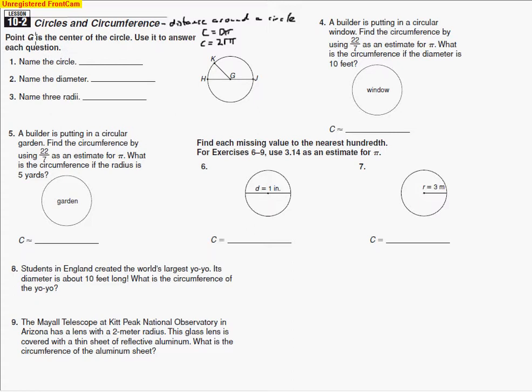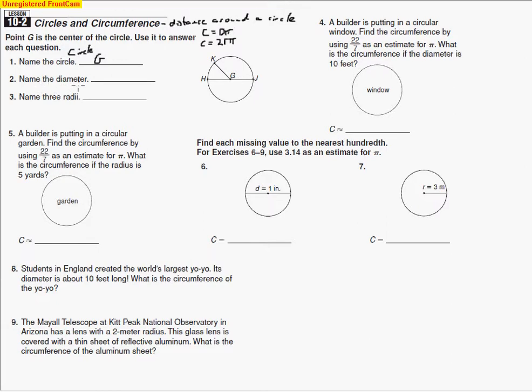Point G, so point G is right here, is the center of the circle. Use it to answer each question. Name the circle. Well, you name a circle by its center. So the name of the circle is G. And so that's all you have. So maybe even write down circle G. I'll write down circle out in front so we know we're talking about a circle here. So circle G is the name of that circle.